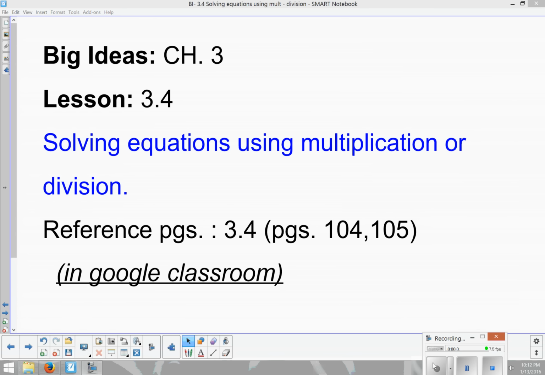This is Mrs. Wingervasio, and today we're going to be covering Chapter 3, Lesson 3.4, Solving Equations Using Multiplication or Division. We've already covered addition and subtraction, so now we're going to go ahead and solve them using multiplication or division. Reference pages can be found in your Google Classroom titled 3.4, pages 104 and 105. Let's go ahead and start with some review.